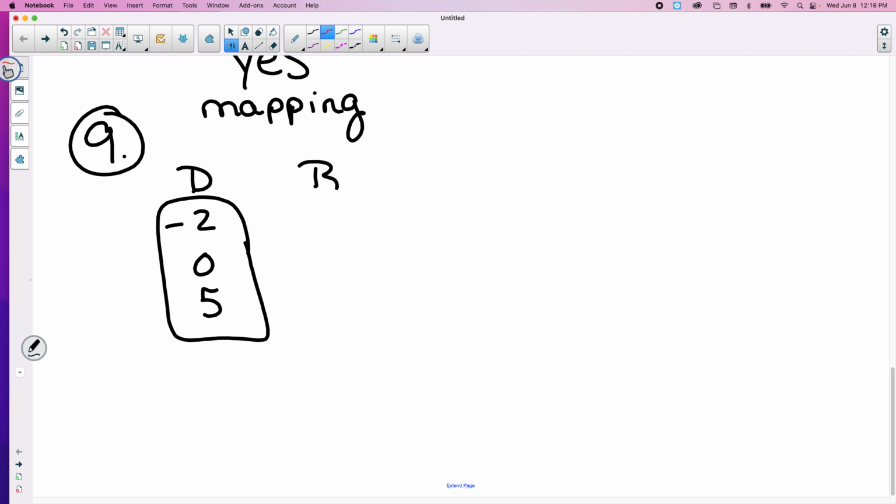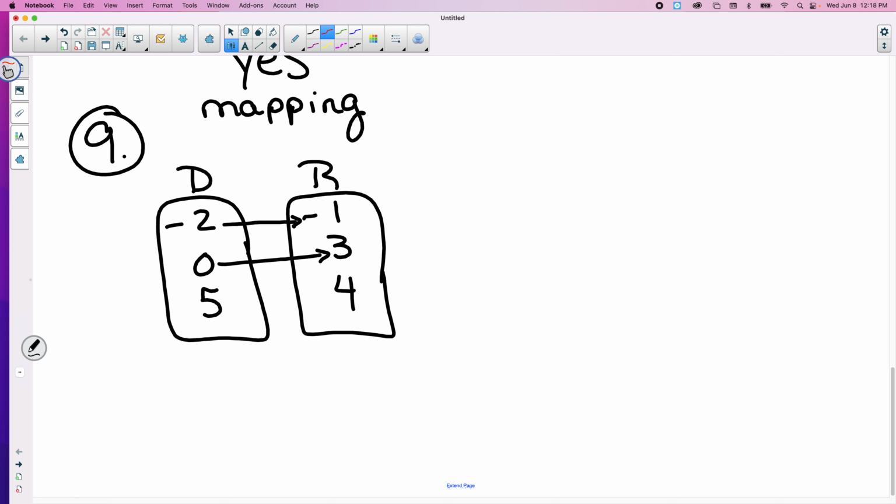Alright, so what is the range then? -1, 3, 4, and 3. Oh wait, I already have 3. Okay. Then you just draw arrows in between your coordinates. So I go back to the beginning, it's (-2, -1). So you would draw an arrow from -2 to -1. (0, 3). Draw an arrow from 0 to 3. (5, 4). And then my last one is (-2, 3). So draw an arrow from -2 to 3.